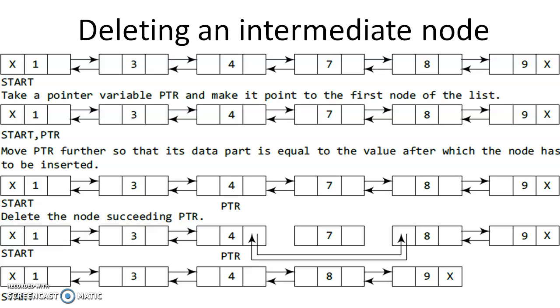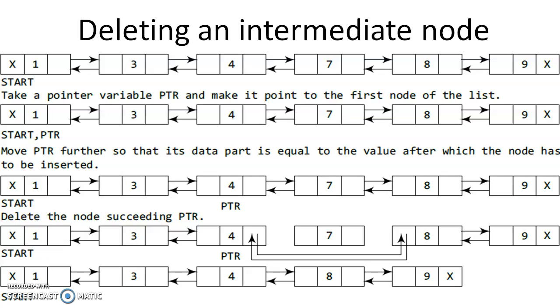Now we will be seeing deleting an intermediate node, that is any node in the middle. Up to now we have seen deleting a starting node and deleting an ending node. Now we are going to see deleting any intermediate node that we are having. As an example, suppose consider that I want to remove the 7 here.